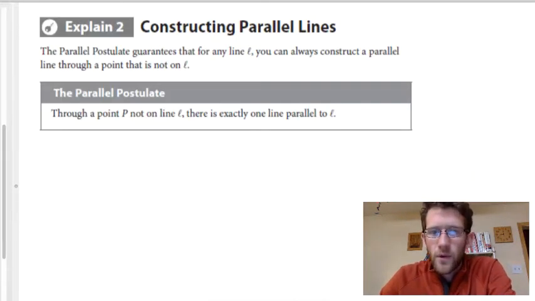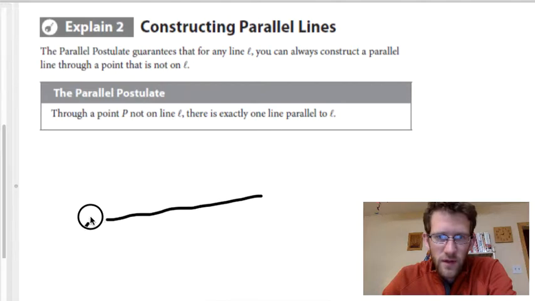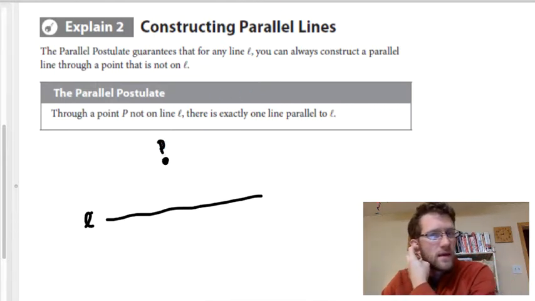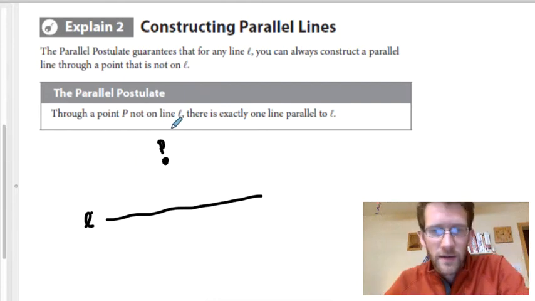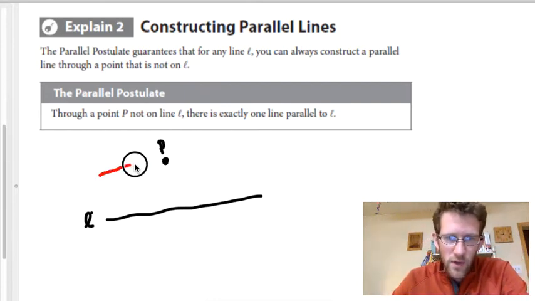Moving on, when we're doing a construction, so let's say we have a line, this is my beautiful line L, and we have a point P here, point P. How many different lines could we make that are parallel to line L that go through point P? And as it turns out, there's only one. There's only one possible line. We know that because it has to go through P.